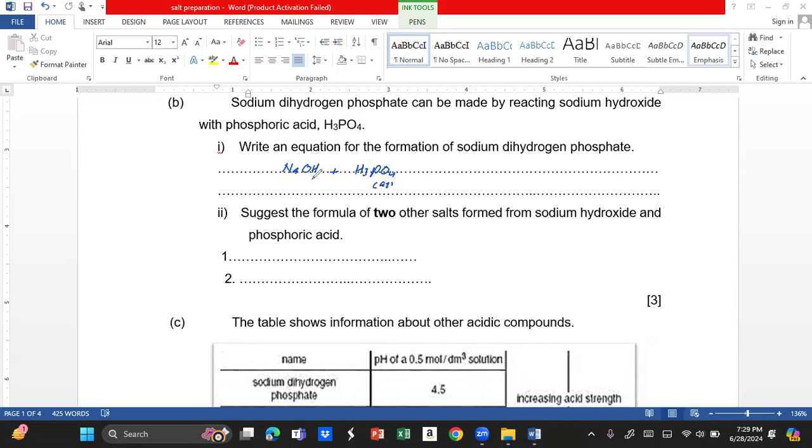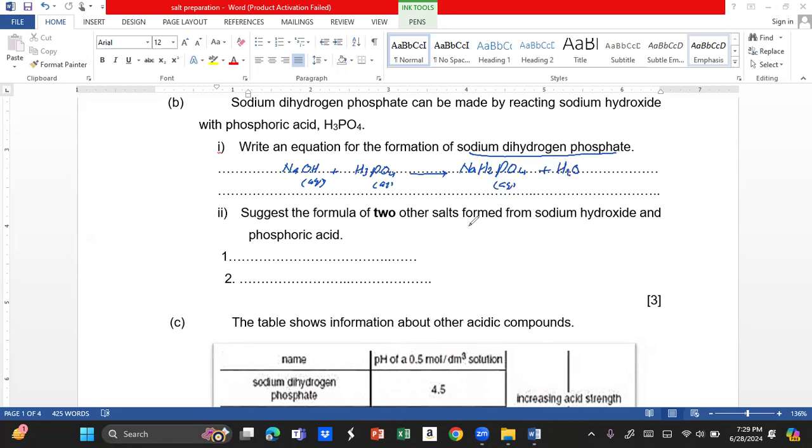Now state symbols are very important in solving past paper questions. Now, which salt will be produced? As already given to us, sodium dihydrogen phosphate, NaH2PO4, plus water.